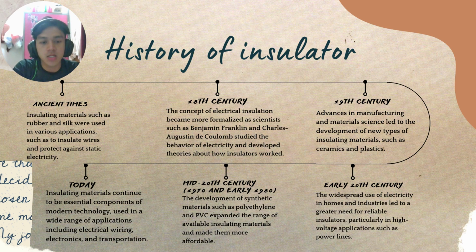We move to the early 20th century. The widespread use of electricity in homes and industries led to a greater need for reliable insulators, particularly in high voltage applications such as power lines. While in the mid 20th century, the development of synthetic materials such as polyethylene and PVC expanded the range of available insulating materials and made them more affordable.